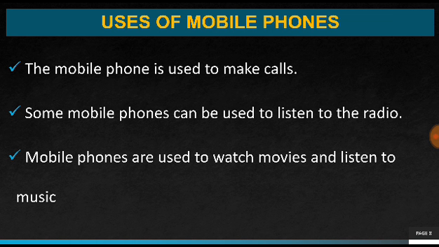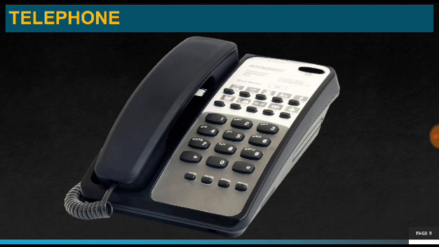The second one is that the mobile phone can be used to listen to the radio. Yes, we have some mobile phones that have an inbuilt radio, so they can be used to listen to the radio. Then the third one, mobile phones are used to watch movies and listen to music. Now the next device is the telephone.